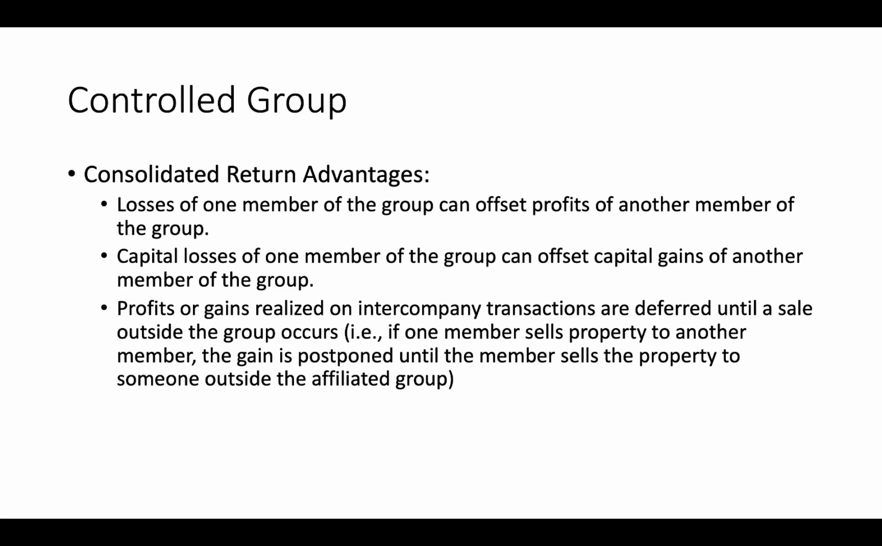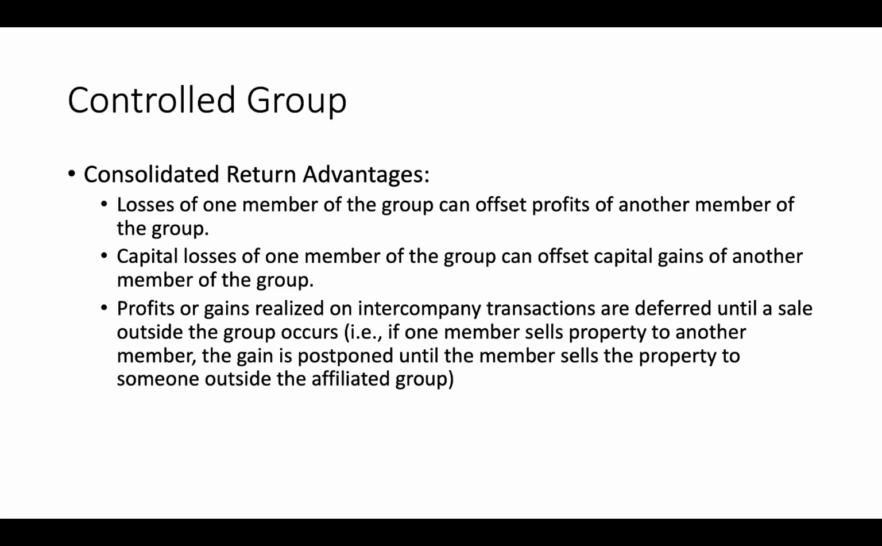Some advantages of this would be losses of one member of the group can offset profits of another. So if I have losses that normally would just be a net operating loss, and I'm a corporation who runs losses a lot, I may not get the benefit of that. So if I combine my tax return with another member of the group who made a ton this year, we could kind of offset each other. Capital losses of one group member can offset capital gains of another, because remember, for corporations, I can't deduct capital losses at all unless I have capital gains.